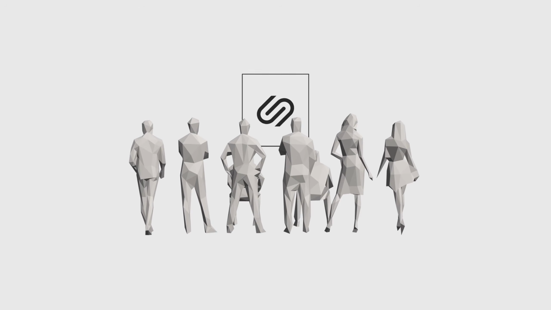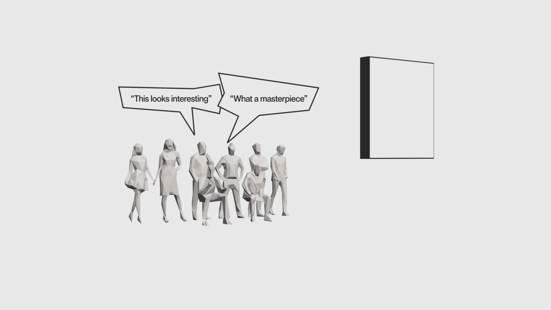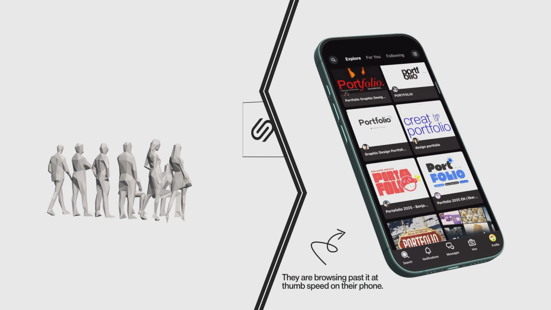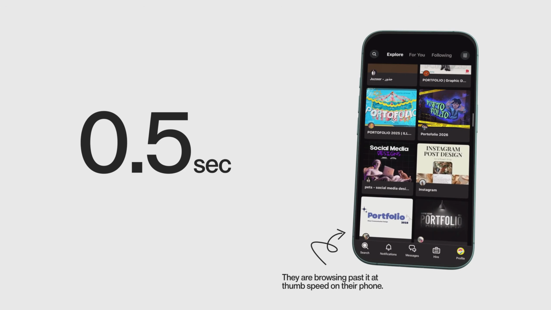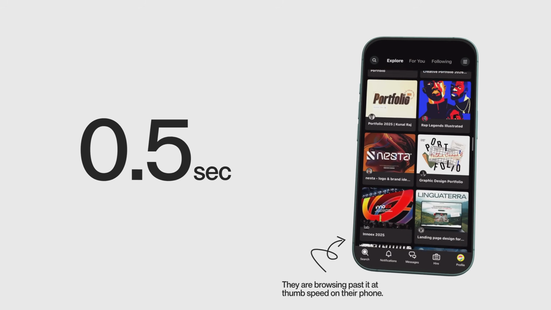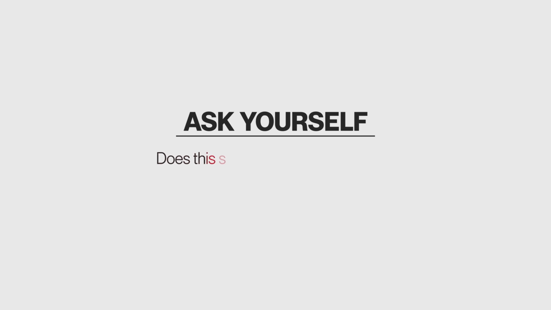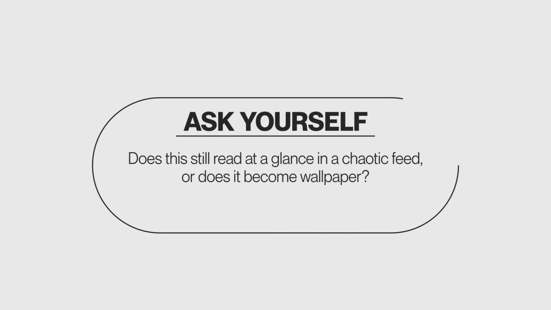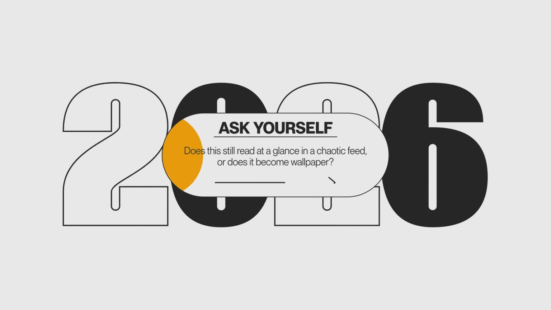And this is a big one. People are not sitting in a quiet gallery contemplating your logo. They are browsing past it at thumb speed on their phone. Your logo marks have at most a second to register. So ask yourself, does this still read at a glance in a chaotic feed, or does it become just wallpaper in a blur? Those are the rules that quietly separate 2026 level work from everything else we've just looked at, like AI sludge.